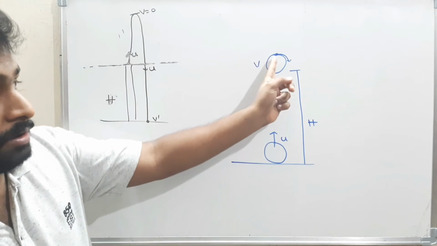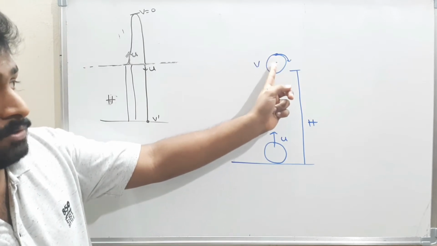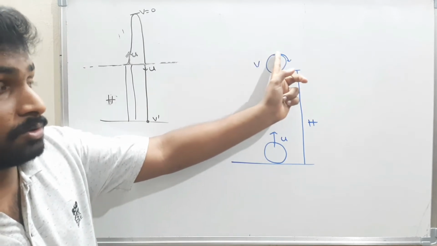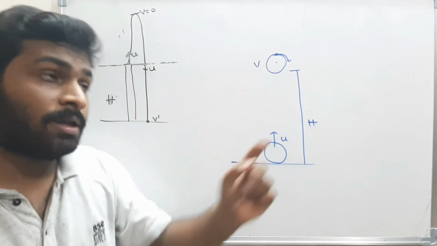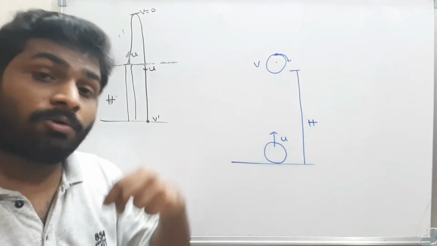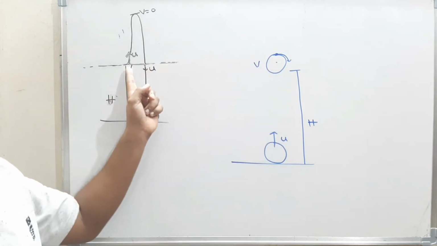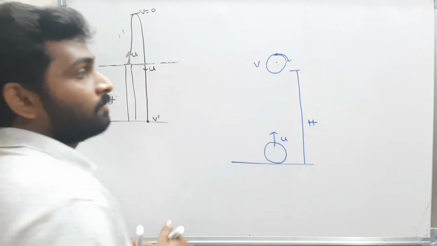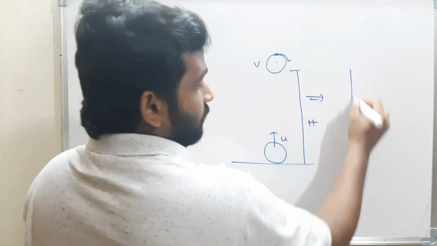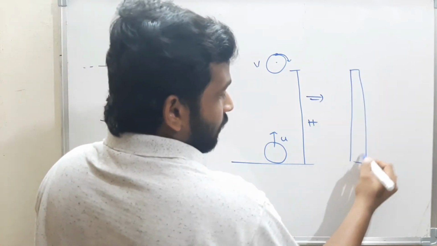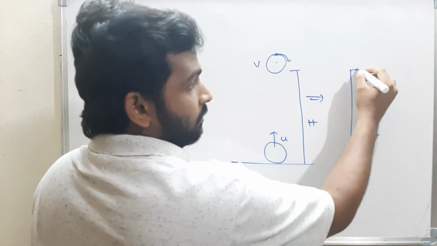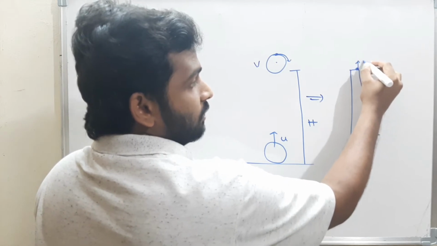At the point of contact, the velocity of the balloon is v, therefore the velocity of the stone also must be v. That means when it is sliding down, I have to assume it like a projection from a tower. I have to assume this as a tower of height h, and the stone is projected up with a velocity v.